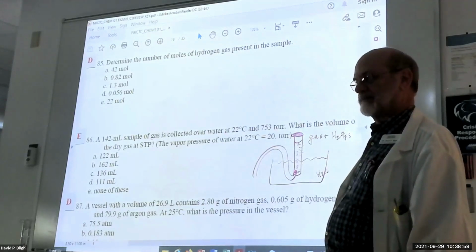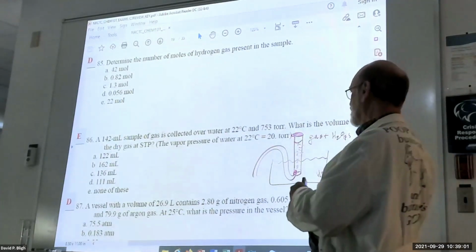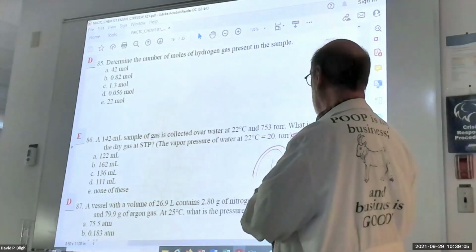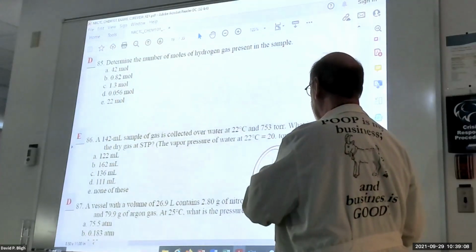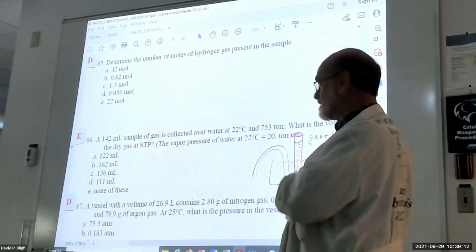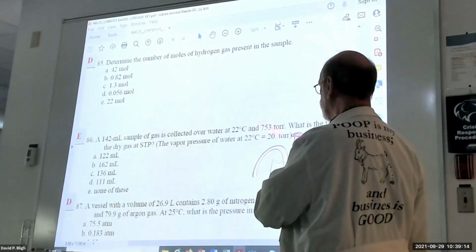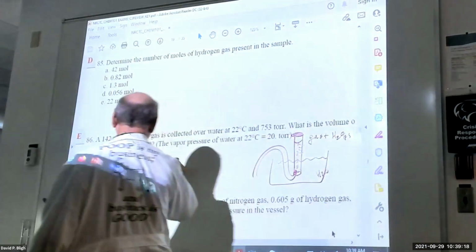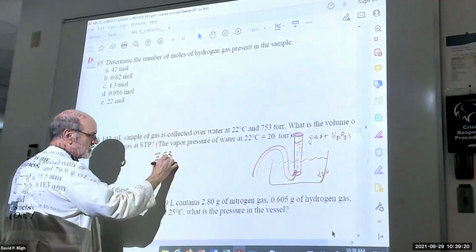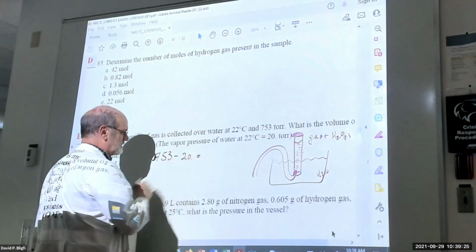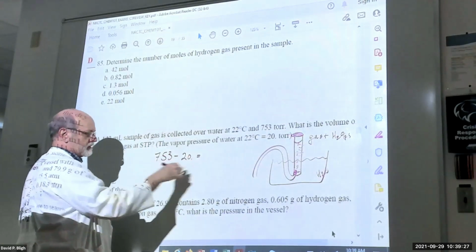So when they say dry gas at standard temperature and pressure, we've got to subtract the pressure due to water. Okay, so what's the volume of the dry gas? Well, the first thing you have to do is say, do we know what the pressure of the combination is? Yes, 753 torr. So the pressure of the dry gas is minus the water vapor.